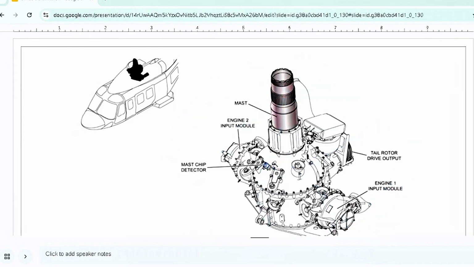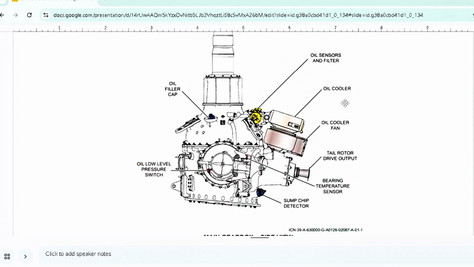Okay, now let's go. This is another angle of that MGB. The components are mentioned: oil sensors and filter, oil cooler fan, tail rotor drive output, bearing temperature, some chips. As we know, there are 5 bearings installed in the AW139 helicopter. Okay, this is another topic, inshallah we will discuss it in our next videos. Oil filler cap, oil low level pressure switch. Okay, now moving forward.